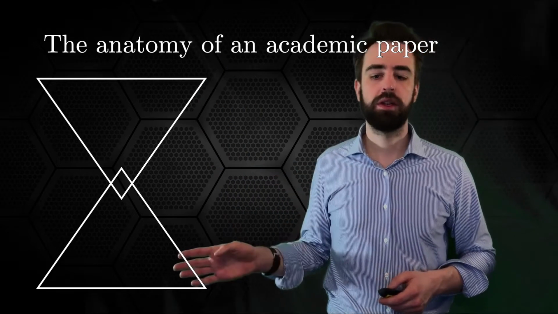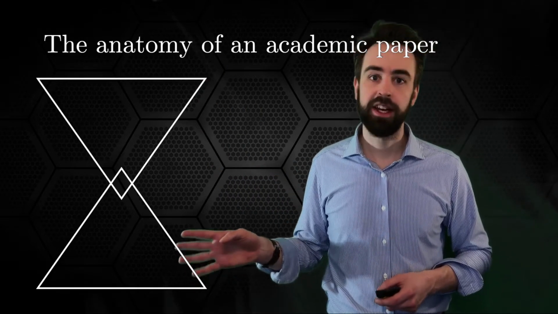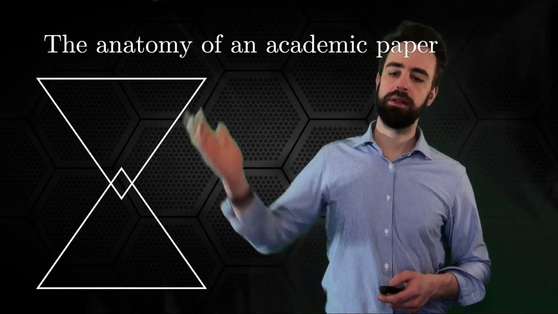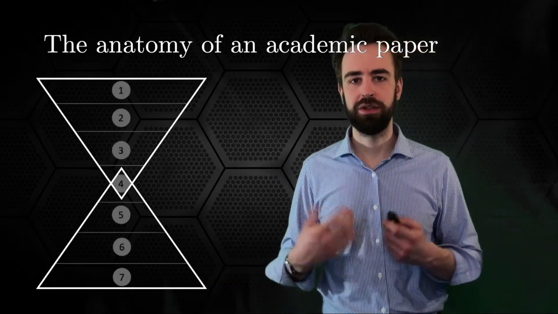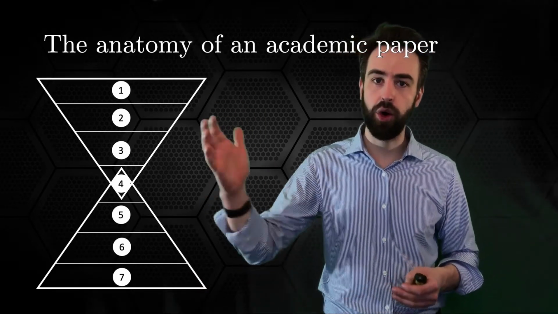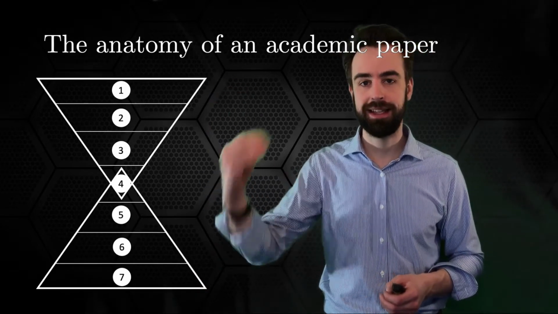So this model is called the Hourglass model of an academic paper. As a rule of thumb, this model can be divided into 7 different sections. And in this video, I would like to walk through these sections step by step.